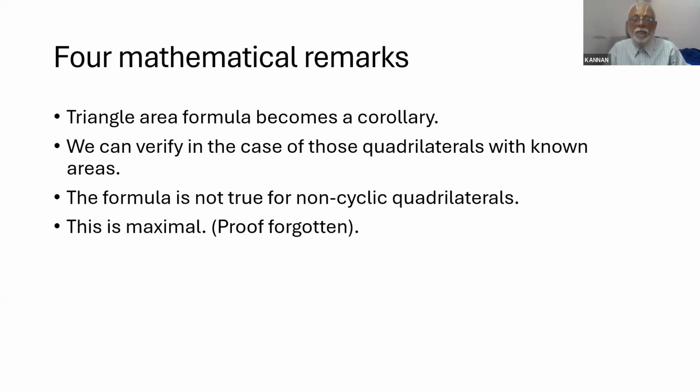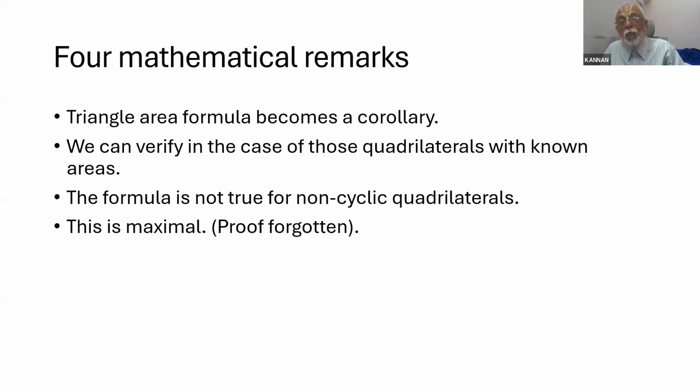Now, this half of part 2 is over. I'm going to make 4 remarks in mathematics. The first remark is, as already mentioned, the triangle area formula becomes a corollary. The second remark is, we can verify it in particular cases where we have other formulas for areas. We are going to explain each one of them in the coming slides. The third one is, the same formula is not true for other quadrilaterals which are not cyclic.